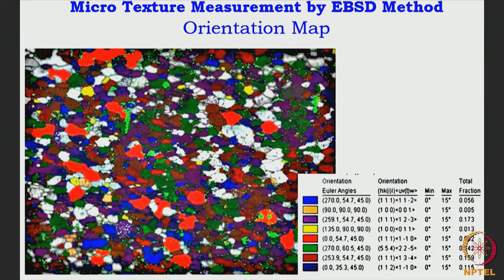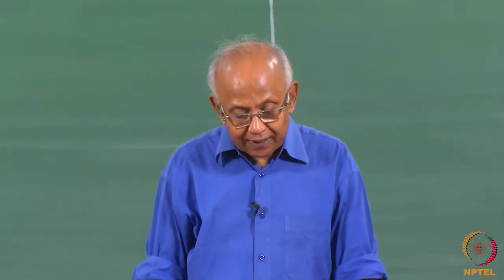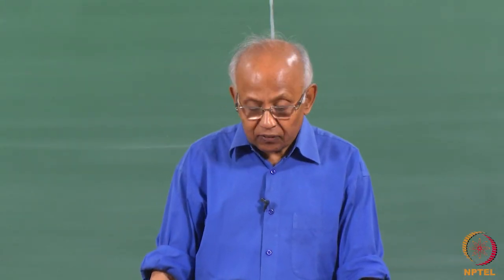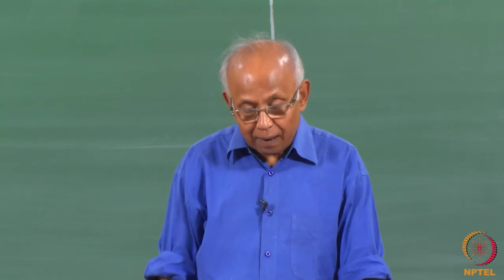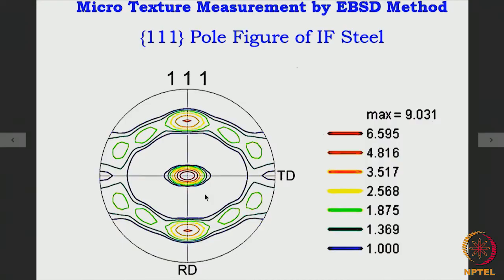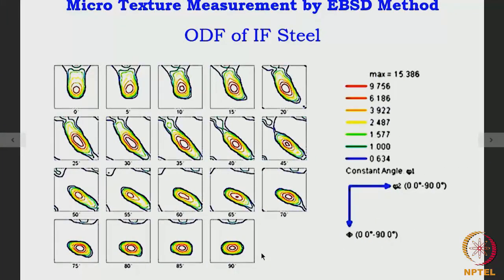The only thing we have to be careful about when we measure texture in orientation imaging microscopy is to take a large number of grains under purview. Otherwise, whatever texture we determine will not be representative of the sheet sample. Now, this is the 111 pole figure of an interstitial free steel, which was measured by the EBSD method, and this is the ODF of the same steel, again measured with the EBSD method.